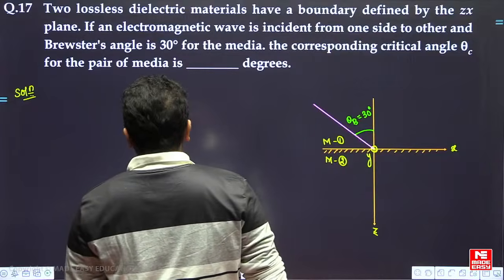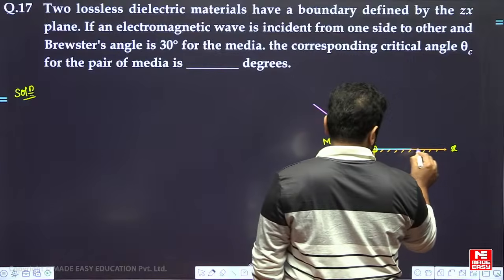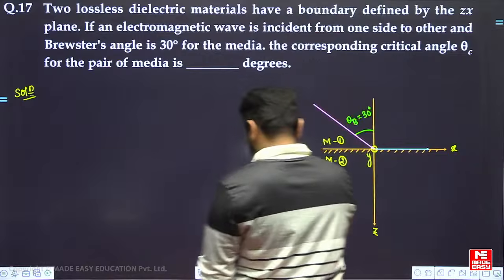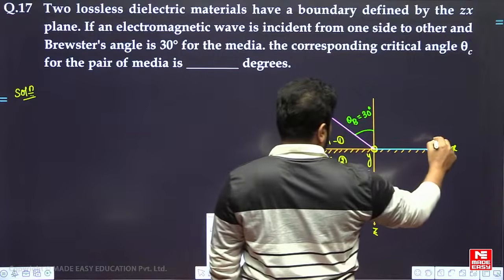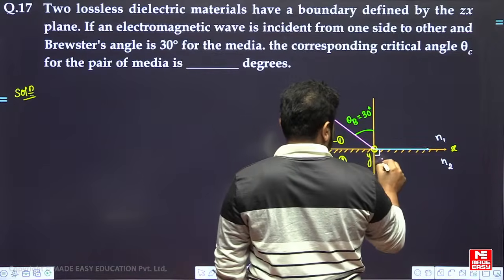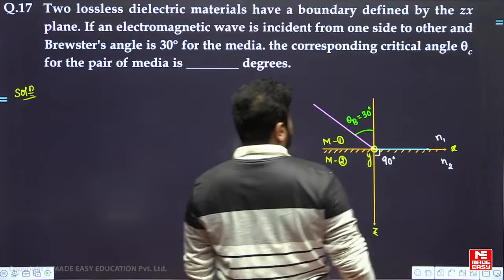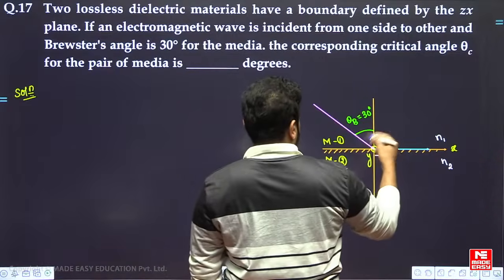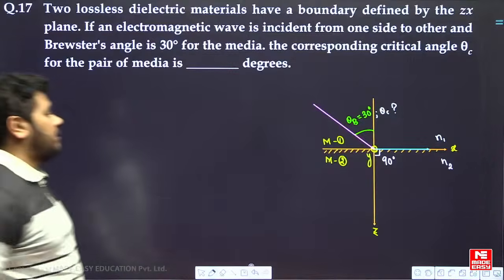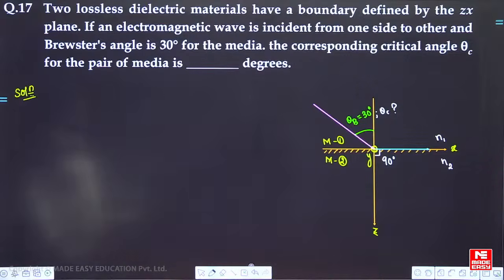They are asking for the corresponding critical angle for the pair. So, what is critical angle? If I consider the refractive indices as n1 and n2, then for critical angle the refracted angle should be 90 degree. They are asking what the corresponding critical angle will be, so let us call that value theta c. At critical angle the refracted ray will graze the interface, correct.